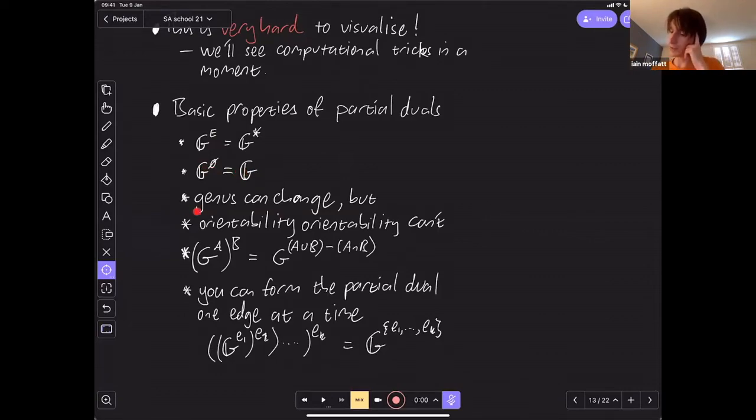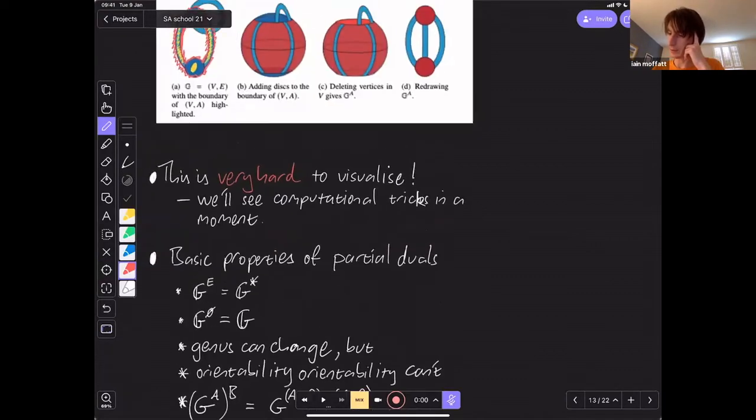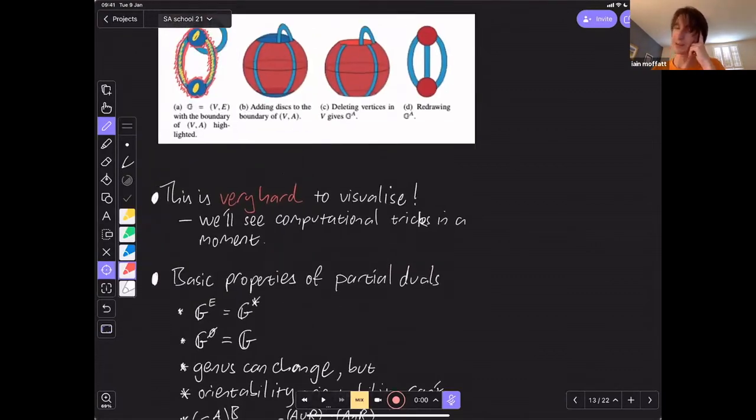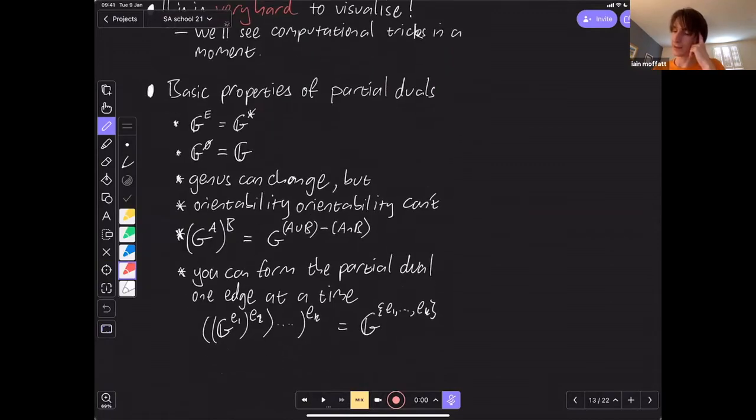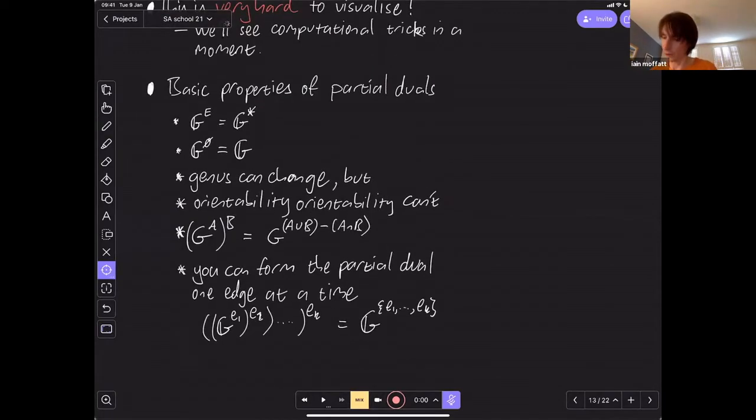The genus can change when I form the partial dual. So for example, up here I had something with genus 1 and ended up with something with genus 0. And that's unlike the full classic dual, where it must be the same. However, orientability can't change.